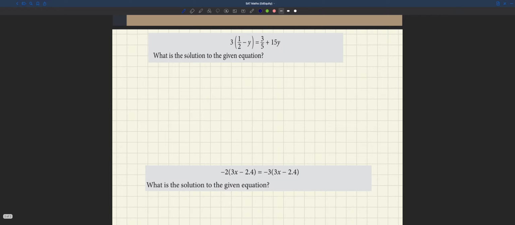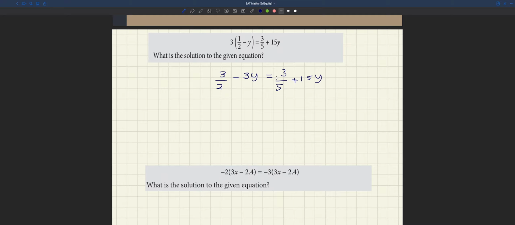Alright, so question 1. What is the solution to the given equation? The first thing you need to think of when you approach this type of question is that you need to use the distributive property to expand the left side of the equation. So, to do this, we need to multiply 3 to both of these numbers, 1 over 2 and y. So this gives us 3 over 2 minus 3y. And the right side stays the same, so it's 3 over 5 plus 15y.